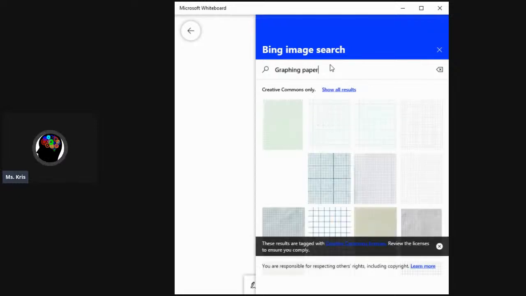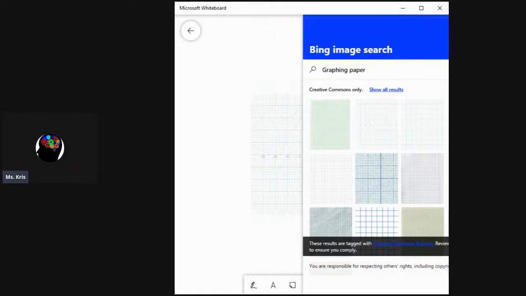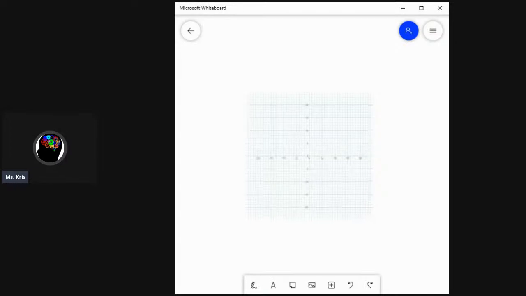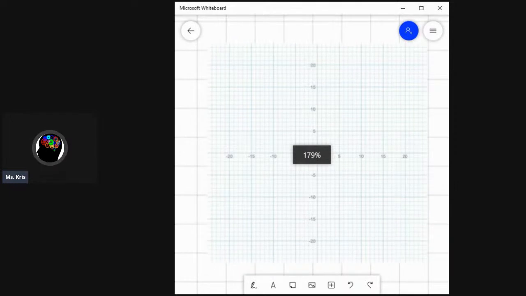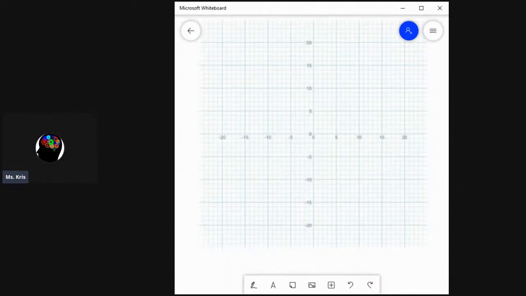Yes, we are going to have graphing paper. Why? Because we are learning how to plot points.